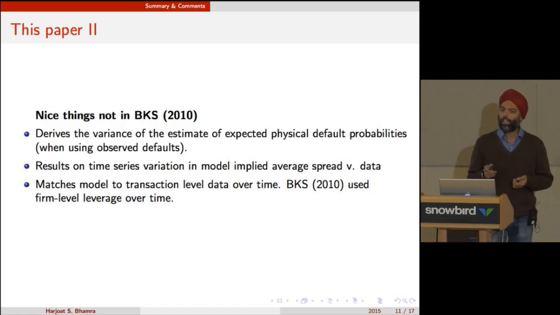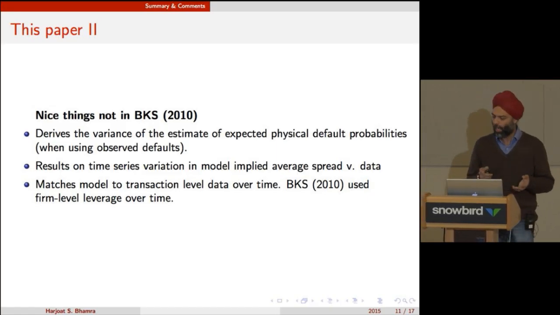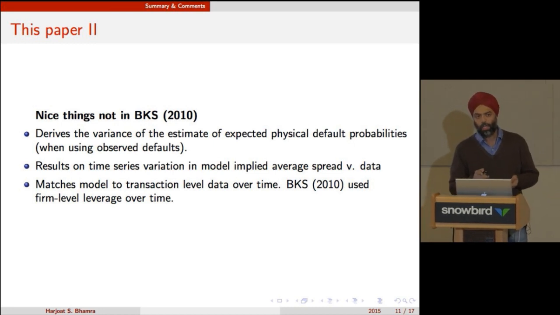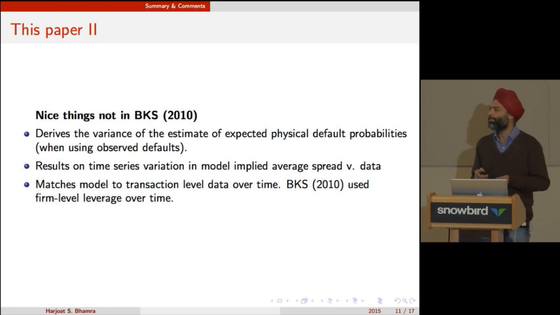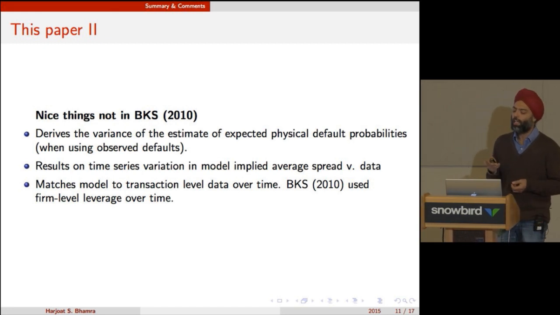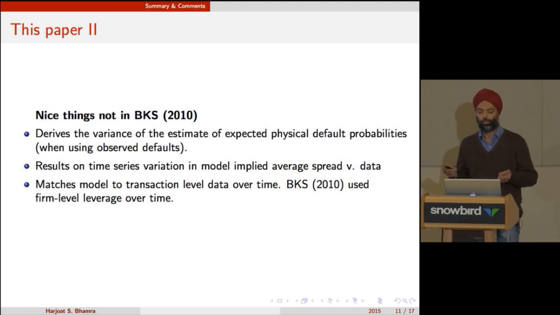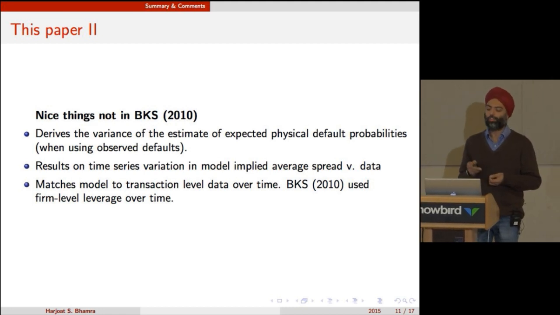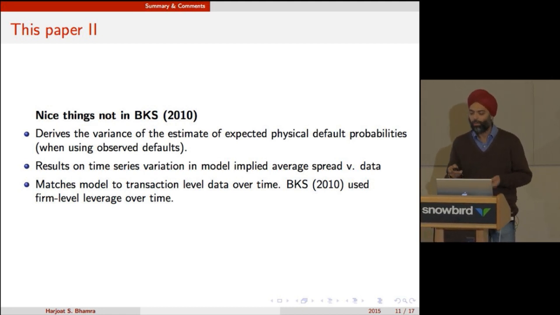So there are some nice things in this paper, certainly not in the work I've done. I've not seen them elsewhere in the literature. This paper derives the variance of the estimate of expected physical default probabilities analytically. It also has nice results on the time series variation in the model-implied cross-sectional spread versus the data, which Peter showed you. And also, the data is very nice. They match the model to transaction-level data over time. And when we did this, we actually used firm-level leverage data. Basically, it's pooled. Obviously not as good.